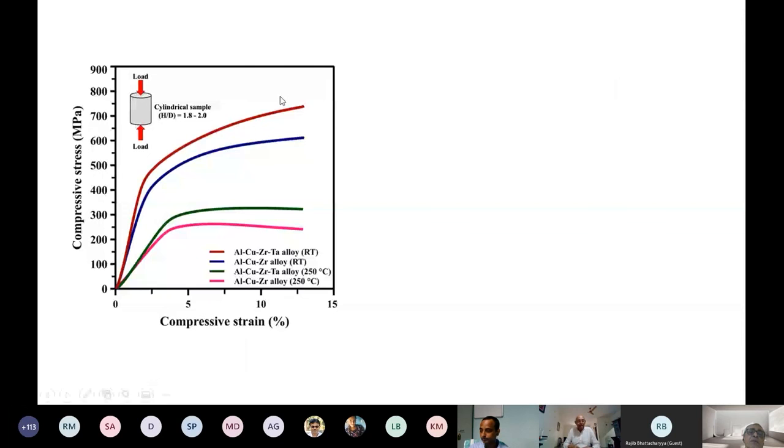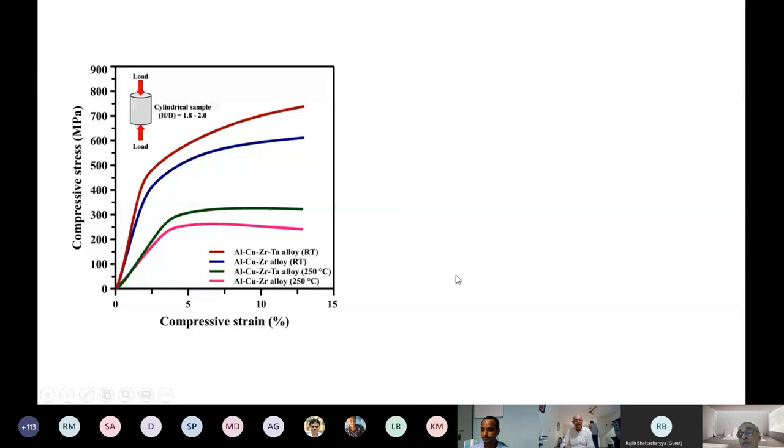This is the room temperature strength. The brick color is for the tantalum alloys, and the blue color is for the aluminum copper zirconium alloys. So tantalum addition really improves it. And this is the high temperature strength at 250 degrees centigrade, again aluminum copper zirconium and aluminum copper zirconium plus tantalum, and again it improves.